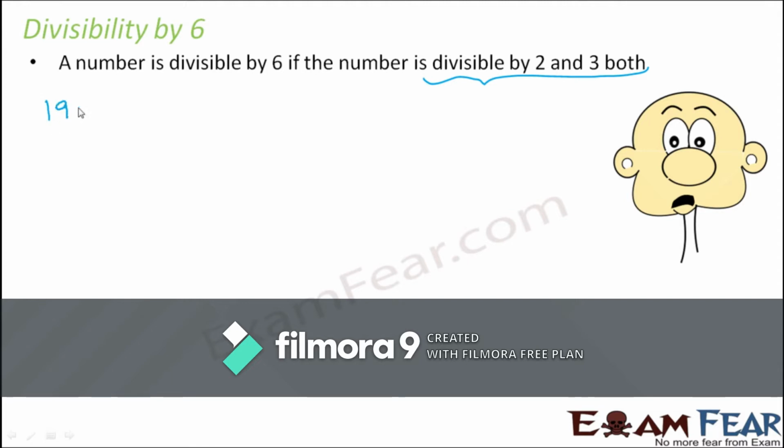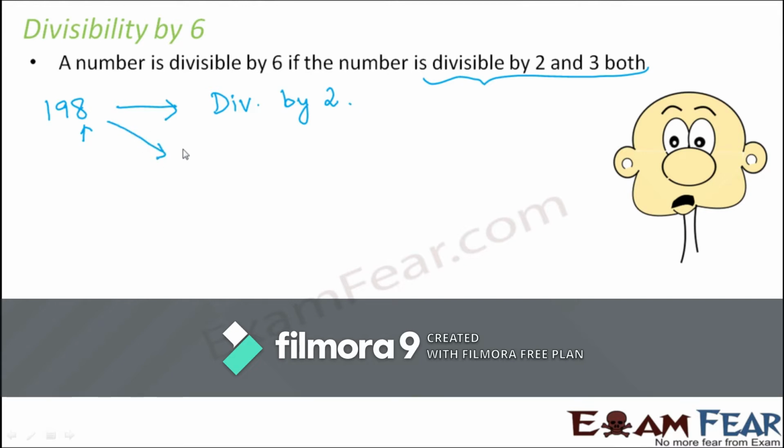So let us quickly take an example. Let us take this number 198. How do we know it is divisible by 6? For that, first we have to check if it is divisible by 2. Now as per the rule, we know that if a number has 0, 2, 4, 6 or 8 in its units place, which is there, then that number is divisible by 2. So we can say that this number is divisible by 2 and it is an even number.